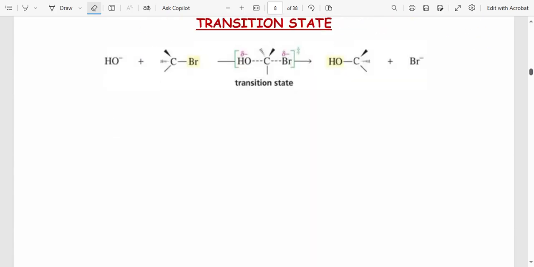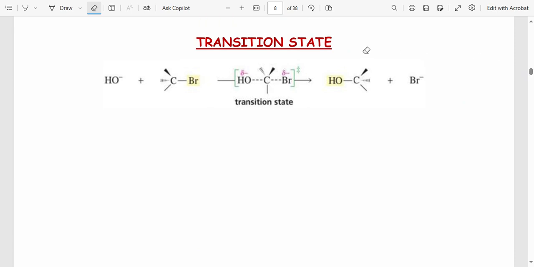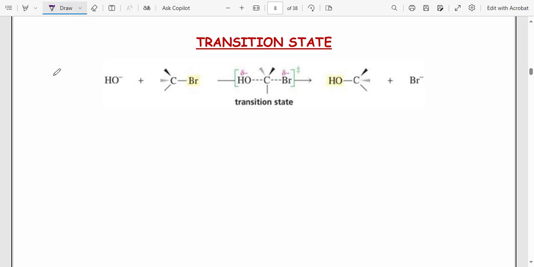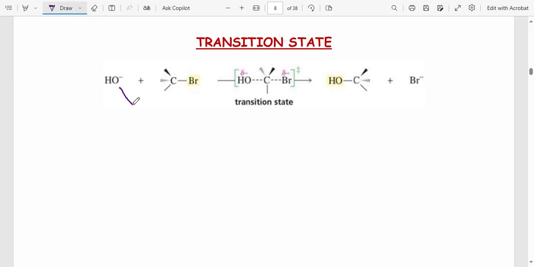So again, you can see, okay, you have got another mechanism here. Hydroxide is reacting. This is a tert-butyl bromide. The hydroxide is, please, for any mechanism, you need to show arrows. This is not a mechanism here. So the hydroxide is going to go and attack this carbon. This bond is going to be breaking. Before it fully breaks, there's going to be a point where you have got a transition state.